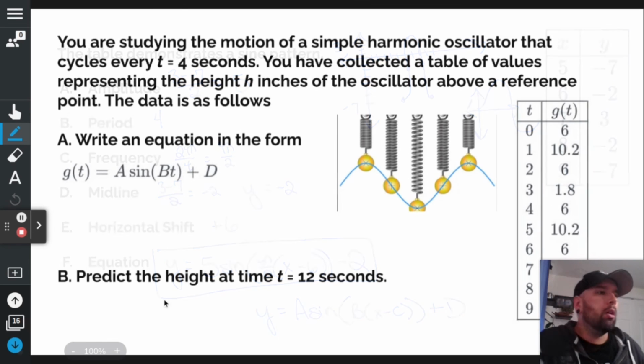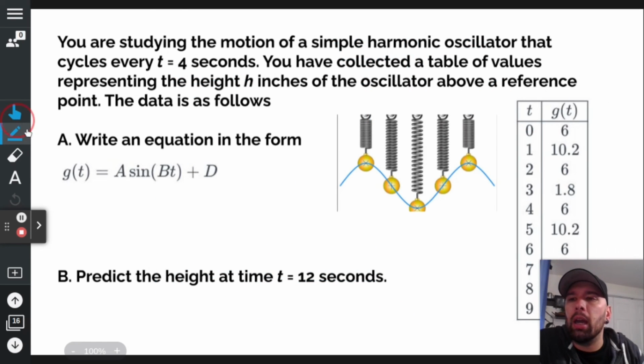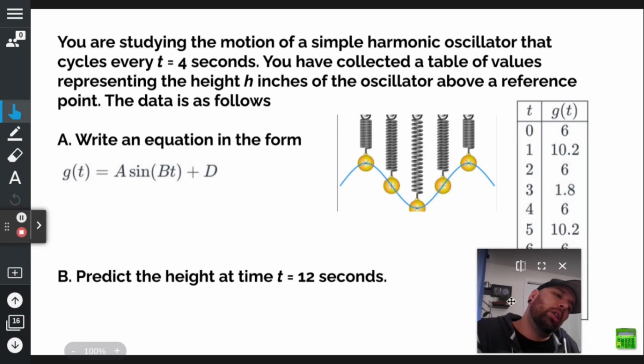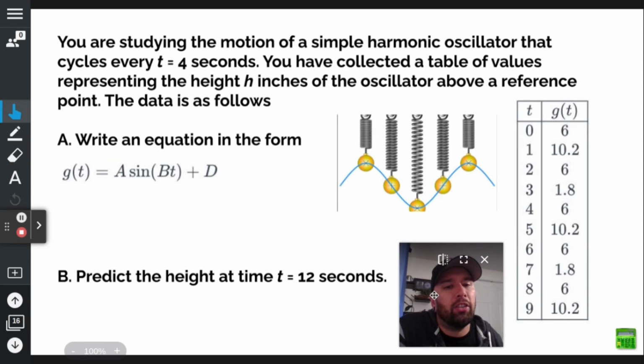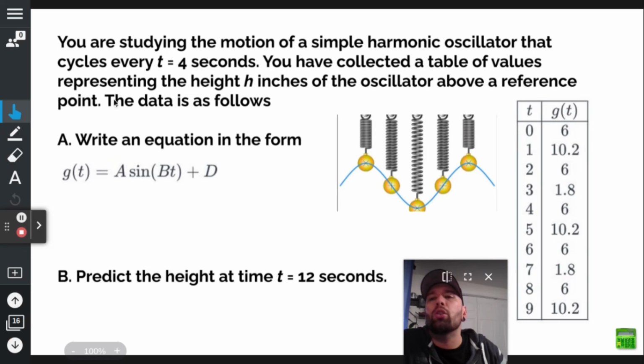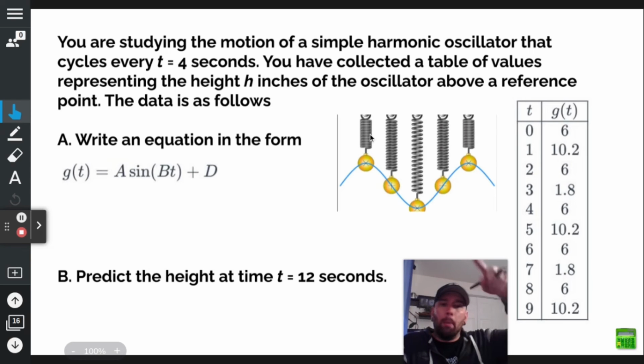Stuff. All right, now moving on to this last one. If I recall, this is the calculator one. There you are, Mr. Calculator. I see you. You are studying the motion of a simple harmonic oscillator, up and down, up and down, a spring oscillator, whatever you want to call it, a harmonic spring that cycles every 4 seconds. You have collected a table of values representing the height, h inches, of the oscillator above a reference point. The data is as follows.